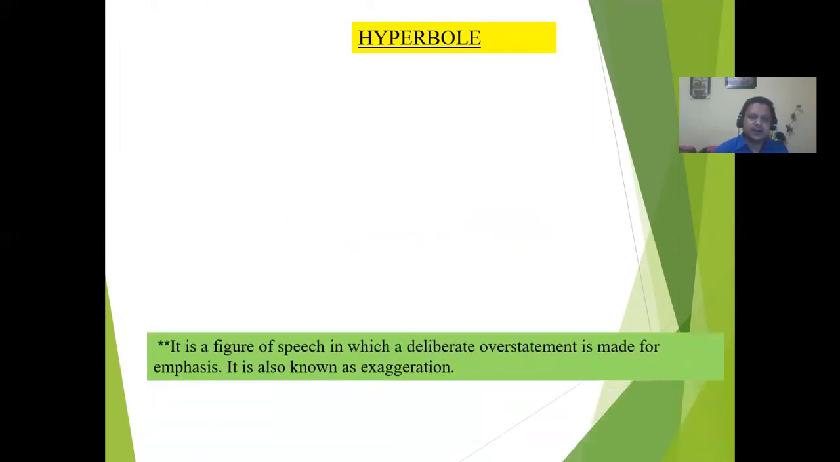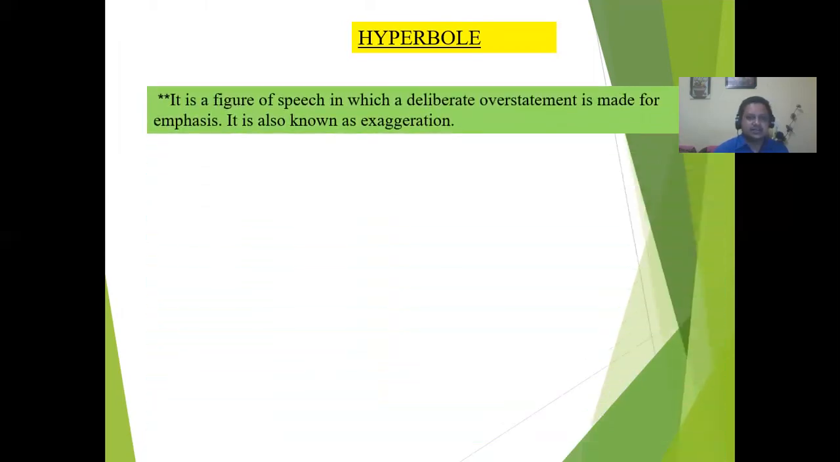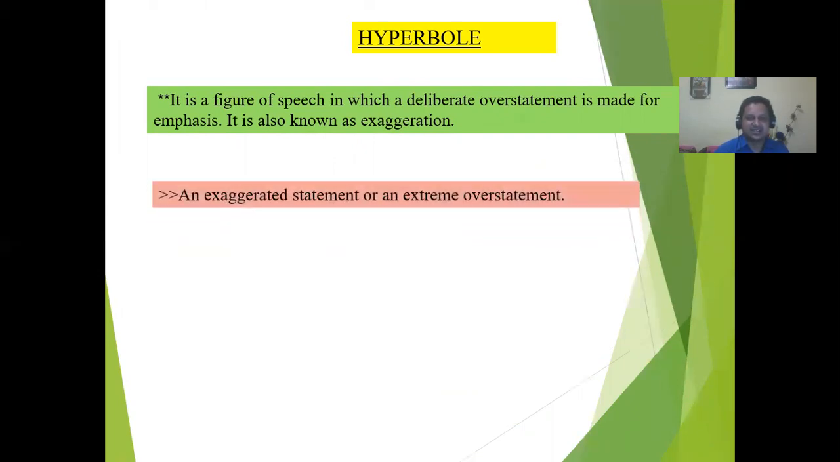So our next term is hyperbole. Hyperbole is a figure of speech in which a deliberate overstatement is made for emphasis. It is also known as exaggeration. In other words, an exaggerated statement or an extreme overstatement is called hyperbole.